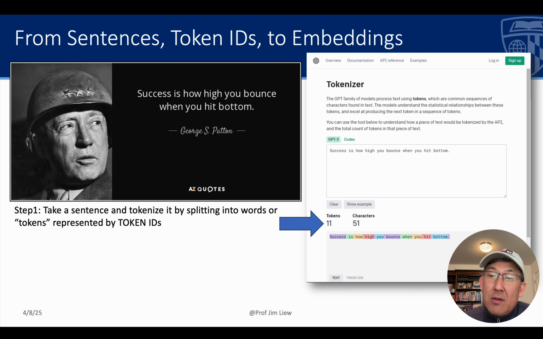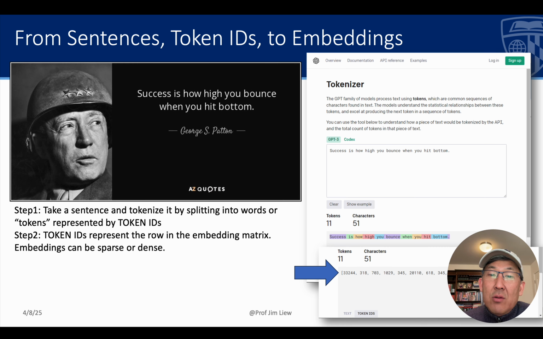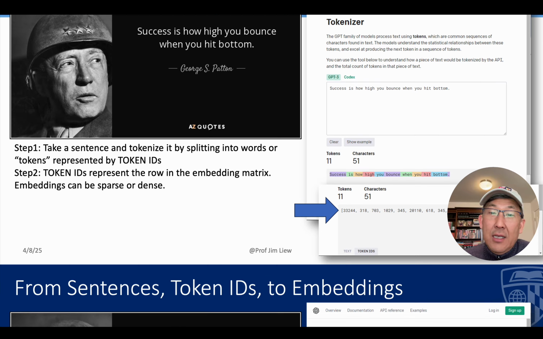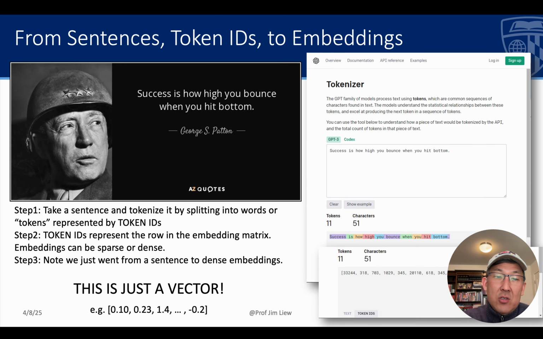Now, these tokens have a token ID. So here's an example of the token ID. So, success is how, notice that it's actually a number. But the token IDs are not embeddings, and that's very important. The token IDs are actually the index for the embeddings. Embeddings are numerical representations of these tokens. So here's an example. You can think of it as an array of numbers, or a vector, or some people call them tensors. But basically, it's just a vector of numbers.